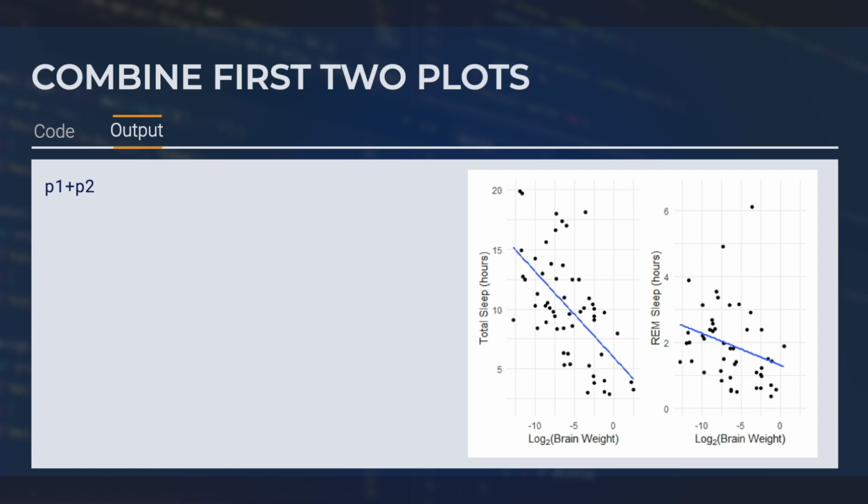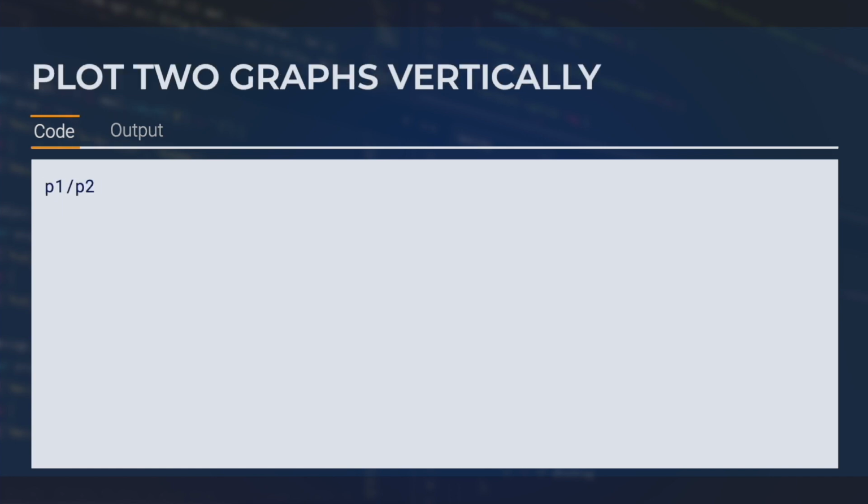Our code, p1 plus p2, indicates the position that we want the plots, with p1 on the left and p2 on the right. If I would like to swap the positions of these plots, I would reverse the equation, writing p2 plus p1 instead. To plot these vertically, with one graph on top of the other, we would simply change the operator. Here, we will change the plus sign to a slash.